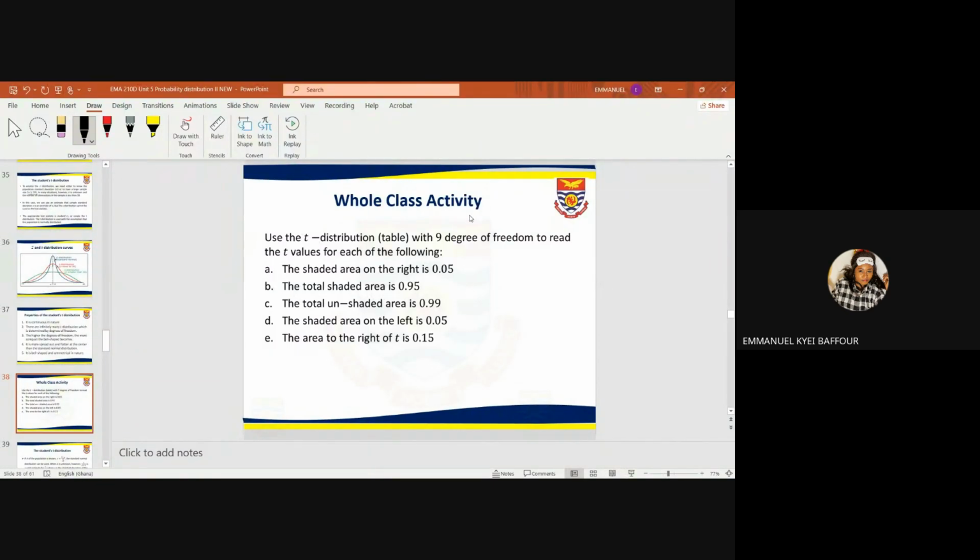Okay. So we have an activity that we are all supposed to undertake. We are to use the T distribution table with degrees of freedom 9 to read T values for each of the following. Okay, let me see, because I'm sending you the T distribution table.